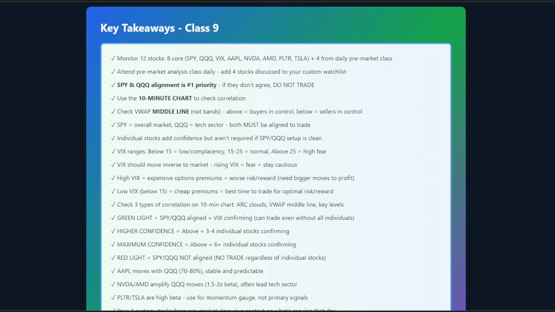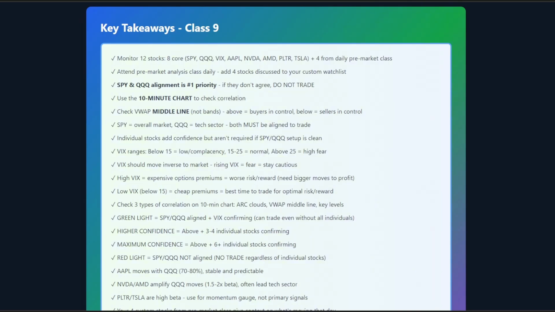Rising VIX equals fear equals stay cautious, right? High VIX equals expensive option premiums, so you have to be careful when VIX is trading over 25. High option premiums mean a worse risk to reward ratio. You need bigger moves to profit on your option, right? A $5 move that would likely give you 300% would only give you like 70 to 80%, right?